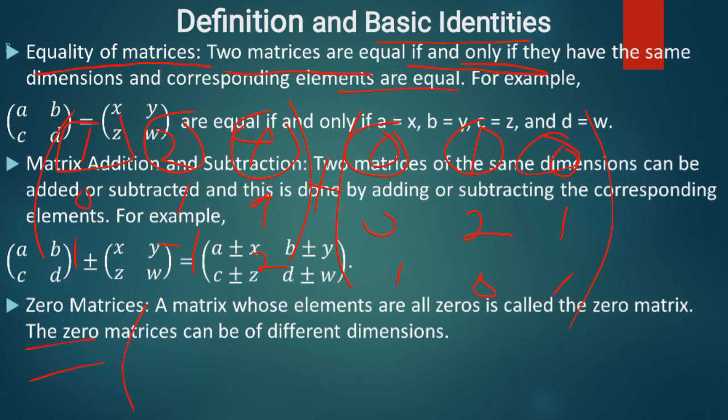So the first row will be 1 plus 0, which is 1, 2 plus 1, which is 3, 4 plus 0 is 4. For the next row, 0 plus 0 is 0, 1 plus 2 is going to give me 3, 9 plus 1 is 10. Now the third row, 1 plus 1 is 2, minus 1 plus 0 is going to give me minus 1, and 2 plus 1 is 3. And that's your final answer for the addition of the two 3 by 3 matrices.